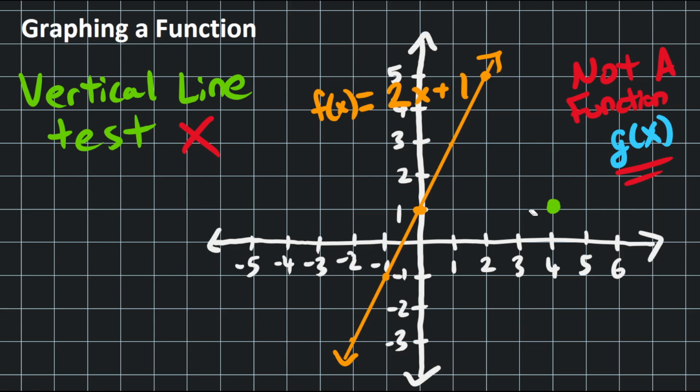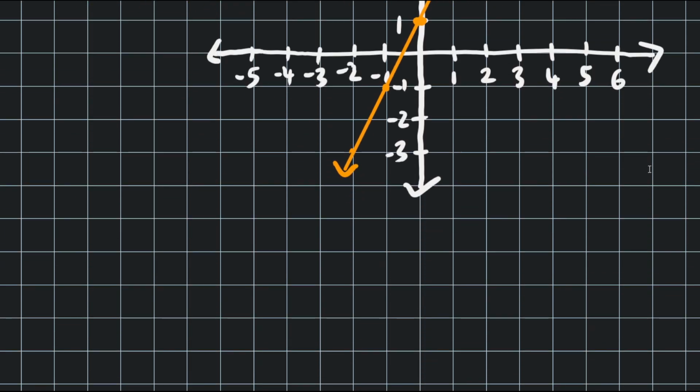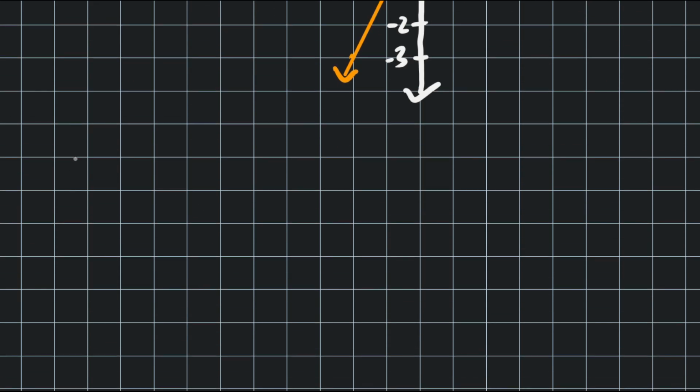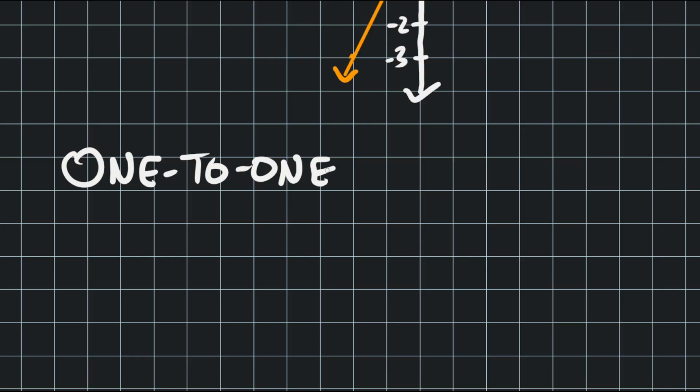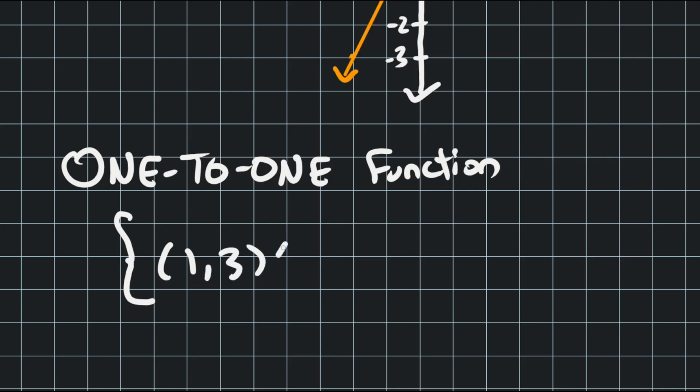Okay, so that's how the vertical line test is used. And now, real quick, let's get back to relations and functions, and let's talk about a special type of function called one-to-one functions. So a one-to-one function. So let's say we had this relation right here. Let's open up our curly brackets, and we had all these ordered pairs in our relation. Say we had (1, 3), (2, 4), (3, 3).